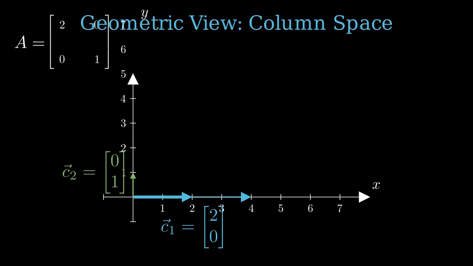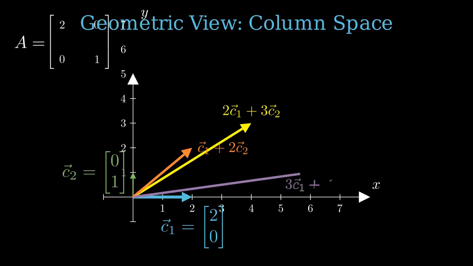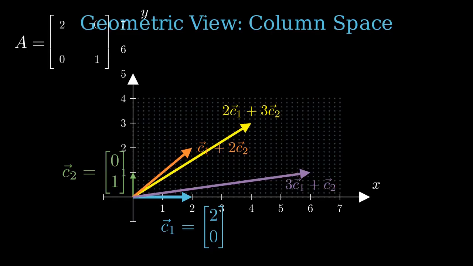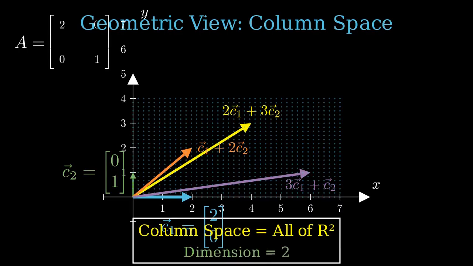Let's create some combinations. For example, 2 times column 1 plus 3 times column 2. Here's another combination. 1 times column 1 plus 2 times column 2. And one more, 3 times column 1 plus 1 times column 2. Since these two columns point in independent directions, we can reach any point in the plane. Therefore, the column space is all of 2D space.